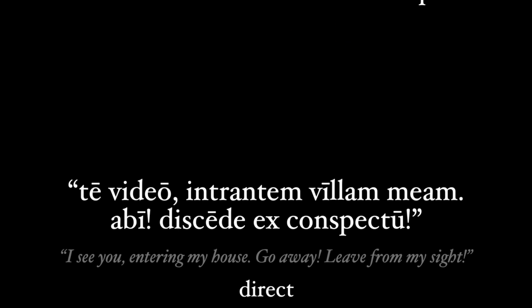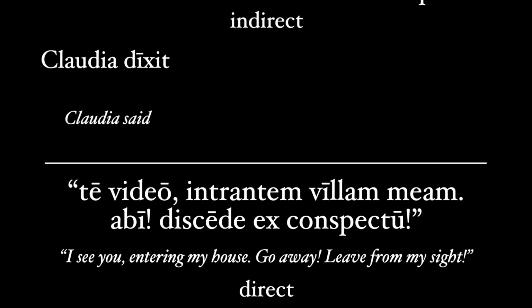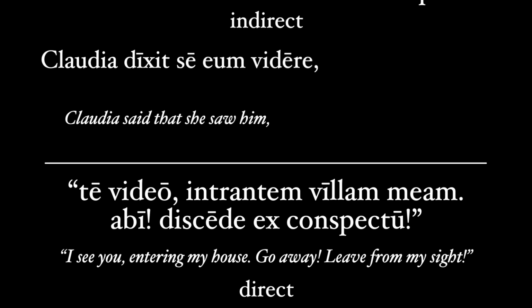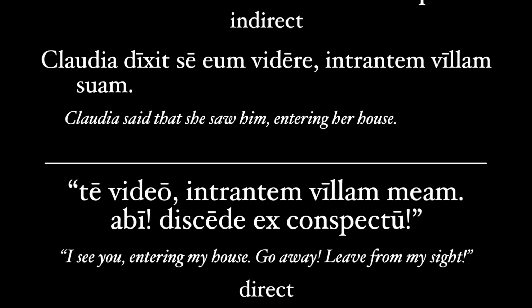So if our direct speech is te video intrantem villa meam, abi, discede ex conspectu: I see you entering my house, go away, leave from my sight. And so we can put this into Claudia's mouth again. Claudia dixit. Claudia said, se eum videre intrantem villam suam, that she saw him entering her house, and that's the standard indirect statement. But now we get to the commands abi and discede.